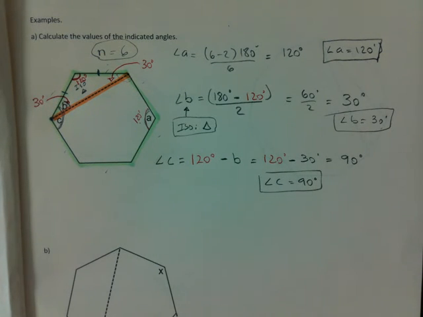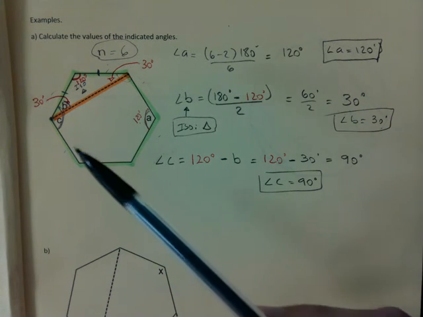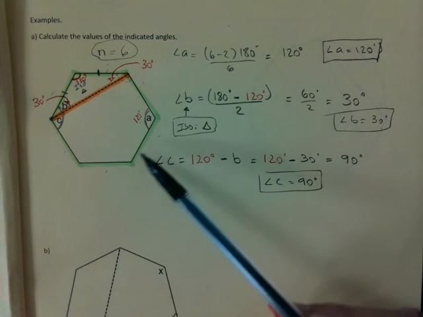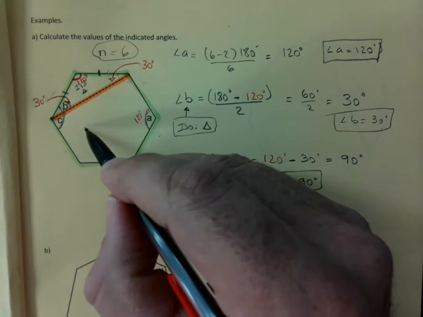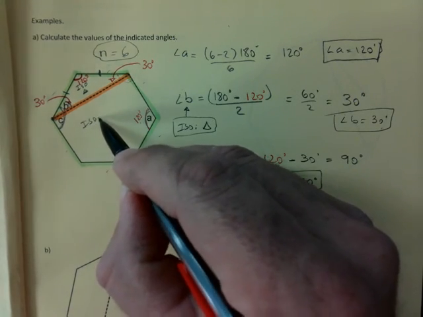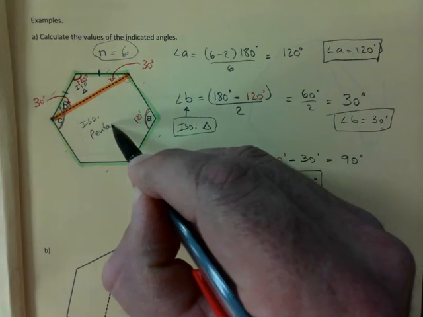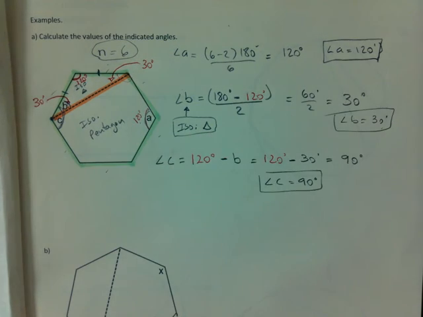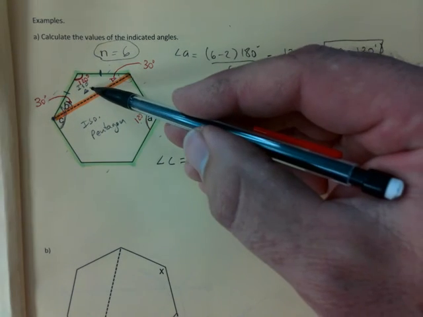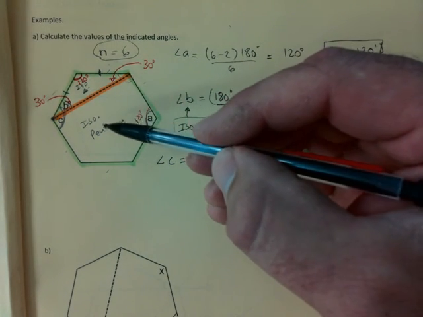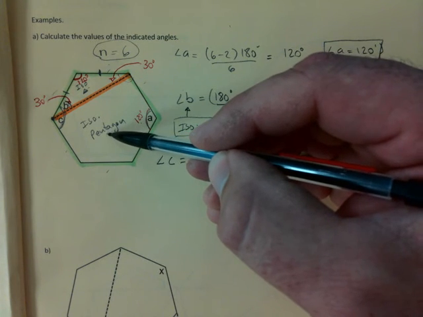Okay? So one quick note here. 1, 2, 3, 4, 5. What is this one here? This is an isosceles pentagon. If you have a choice, I would start with the smallest one. We could have used the isosceles pentagon.